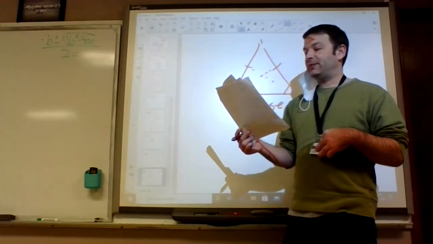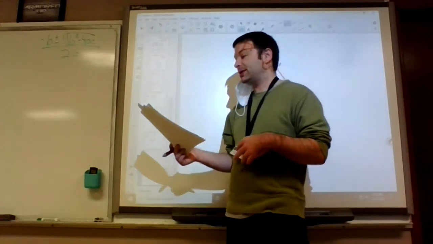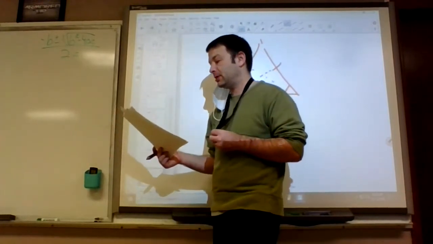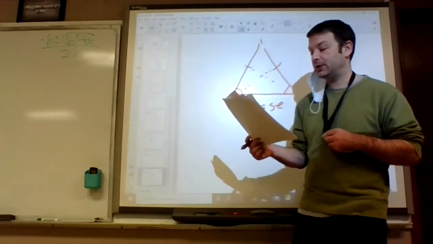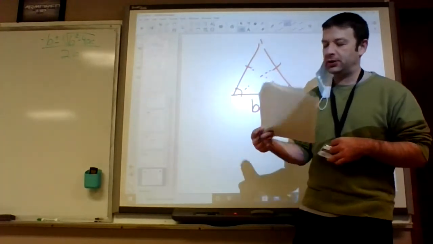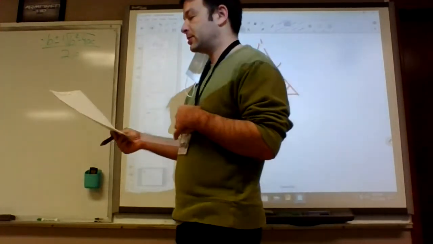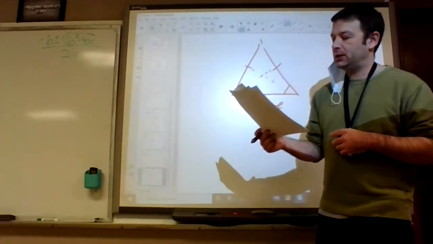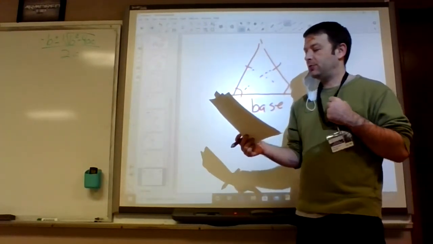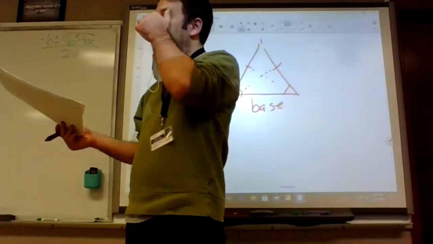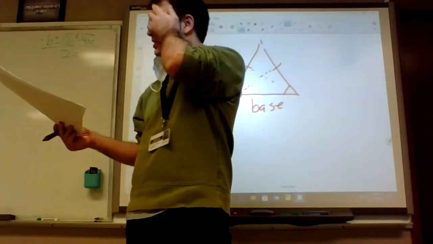Number 5, 77 and x are both base angles, so x is just 77 on that one. Number 6, same thing. 70 and x are the base angles, 70 degrees. Number 7, all the sides are congruent, so all the angles are congruent, so 60 degrees. Number 8, if you do 180 minus 40, that leaves 140. The base angles are the same, so 140 divided by 2.